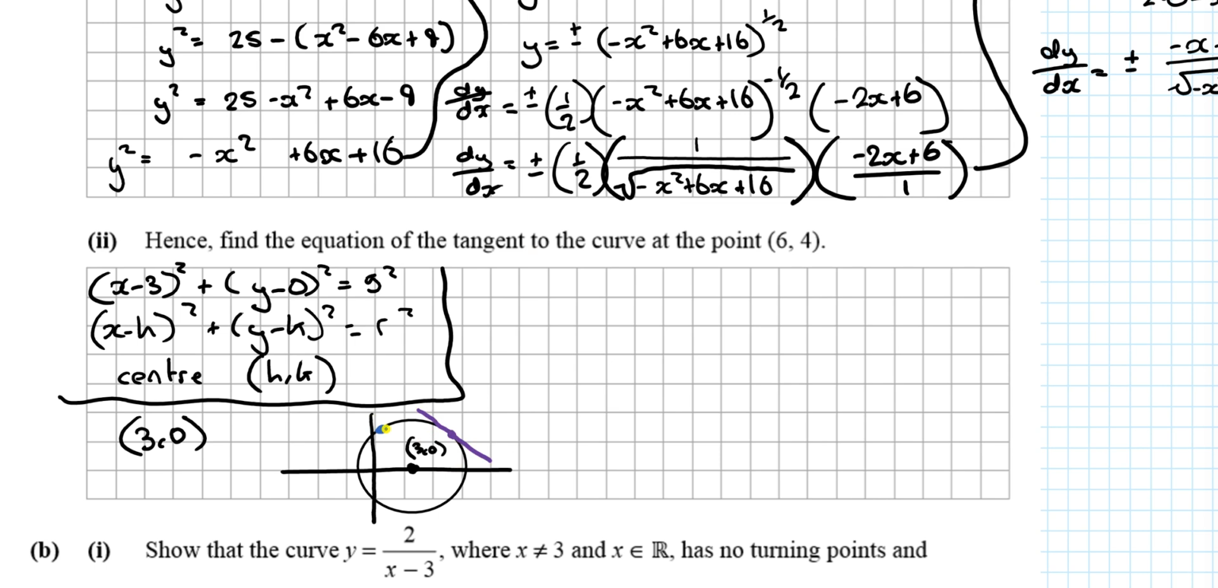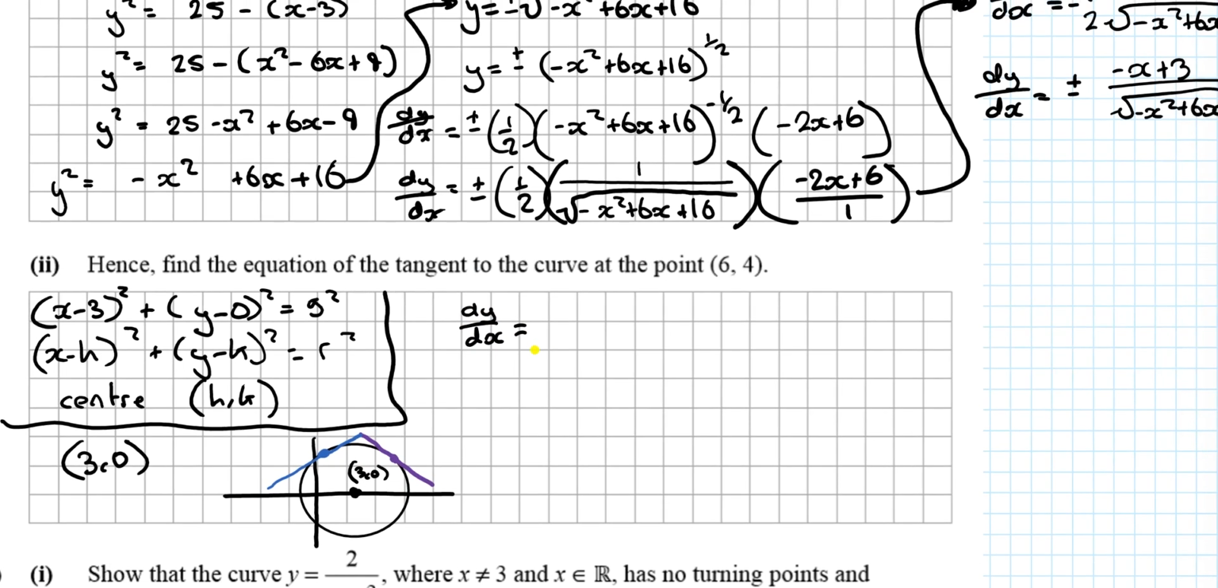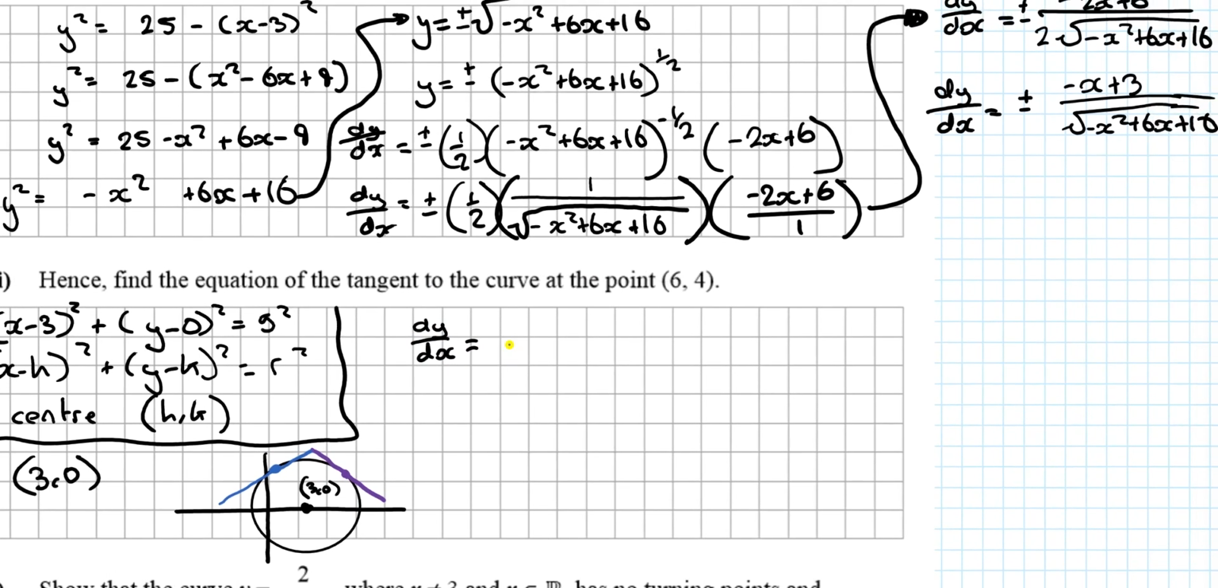But imagine if they'd asked us to get this tangent. It would be sloping upwards. So that's why dy/dx has a plus or a minus. We're going to take the minus one because obviously we want the point at (6, 4) where it's sloping downwards. So I want the slope then. dy/dx, remember, represents the slope.